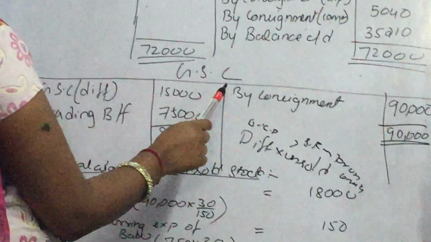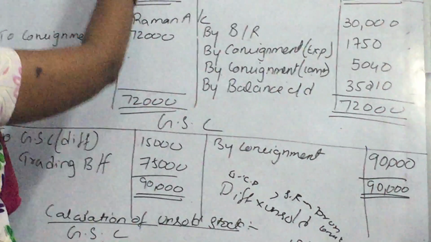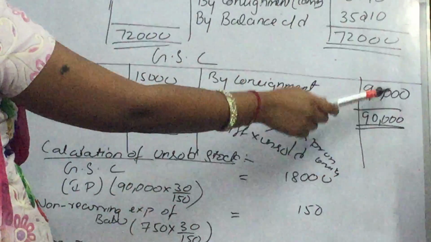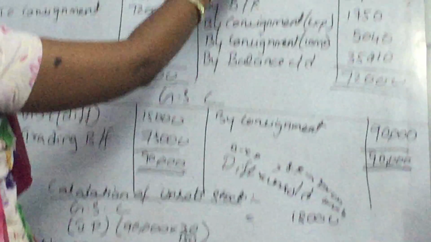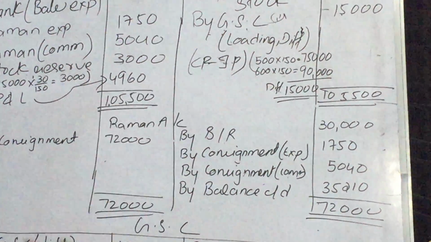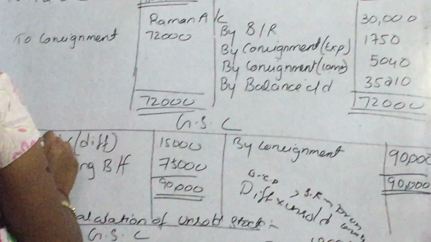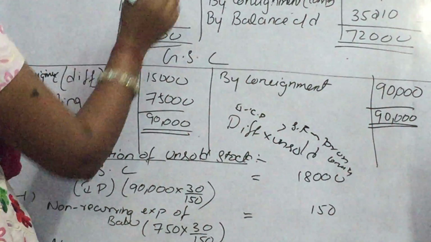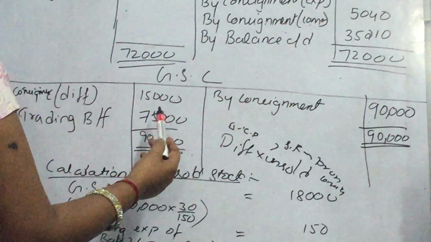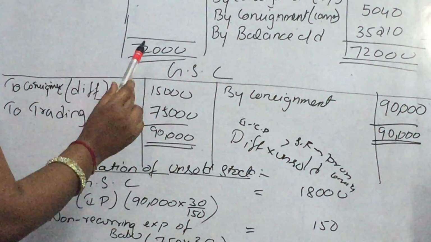Next, goods sent on consignment. Where is goods sent on consignment? Debit side. Transfer to the credit side. From which account are we transferring? Consignment account. So 90,000. Here also one goods sent on consignment is there. Which side is it? Credit side. Transfer to the debit side. From which account are we transferring? Consignment account. So you write to consignment. Difference, how much? 15,000. So 90 minus 15 is 75,000. To trading, balancing figure 75,000.